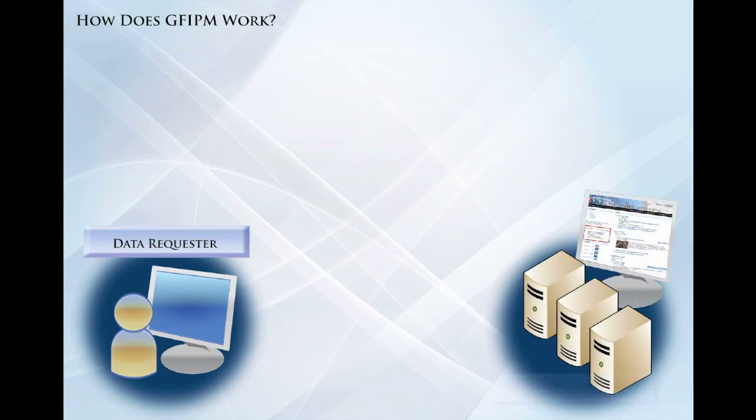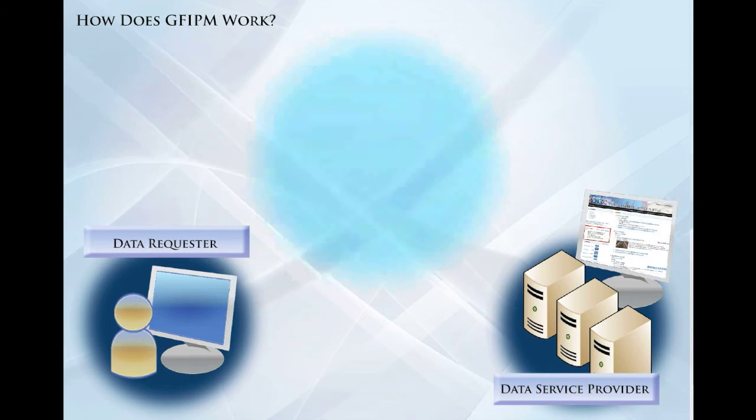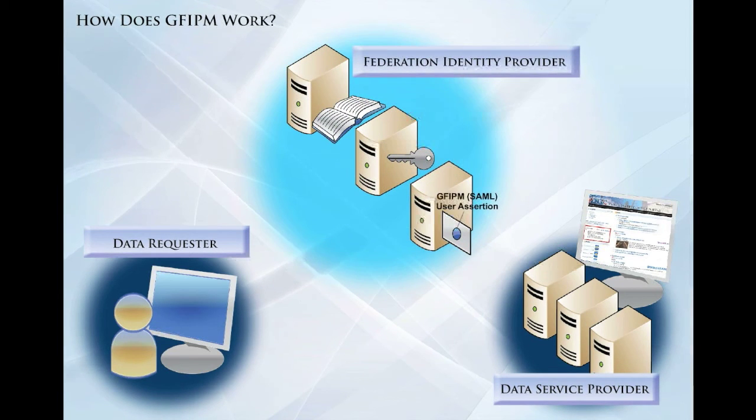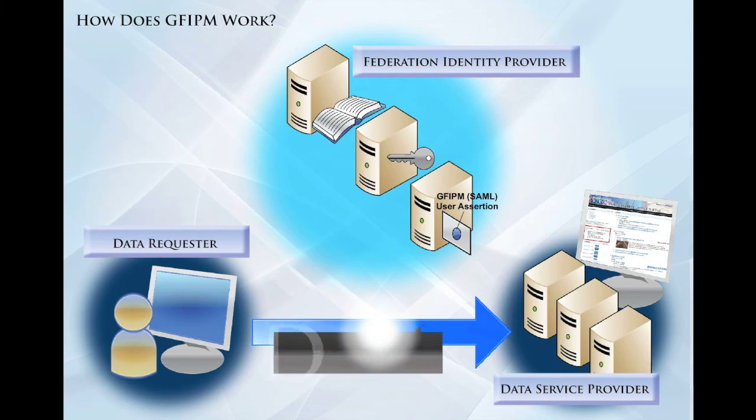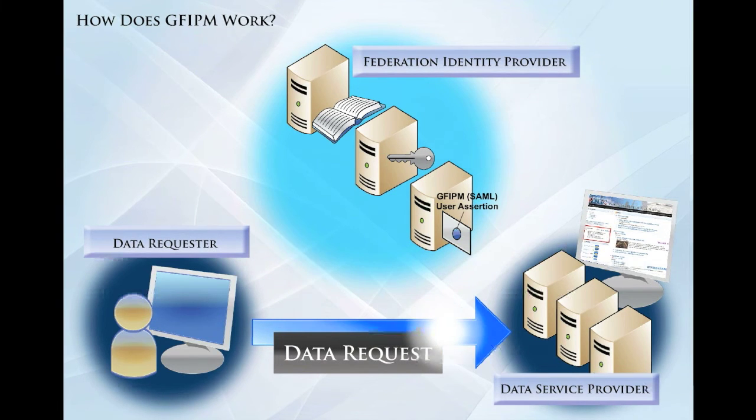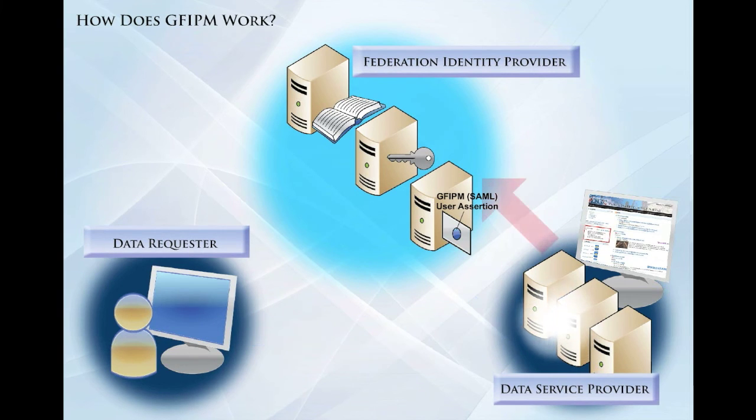Here, an enterprise user on the left is requesting data from another federation agency that has made an information service available to other agencies, shown on the right. When the service provider receives the data request, it needs to determine the identity and credentials of the data requester. To do so, the provider sends a GFIPM request for authentication to a trusted Federation identity provider, which all Federation agencies trust and use.